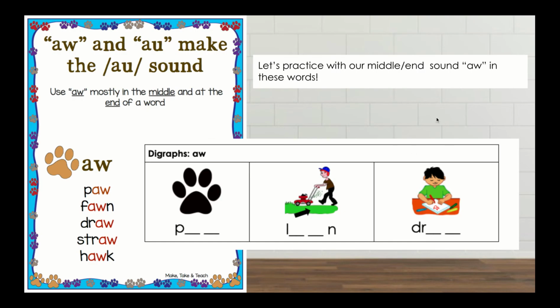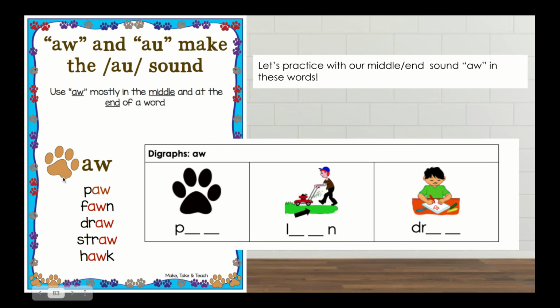All right. So now we're going to practice with AW. AW says ah. We normally find AW at the end or the middle of a word. For example, p, ah, paw; f, ah, n, fawn; dr, ah, draw; str, ah, straw; h, ah, k, hawk.